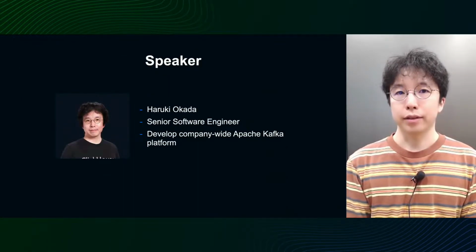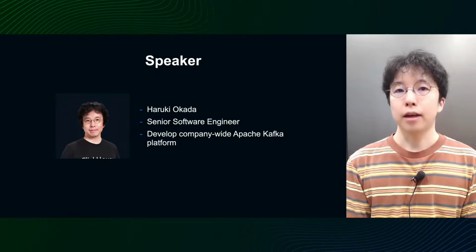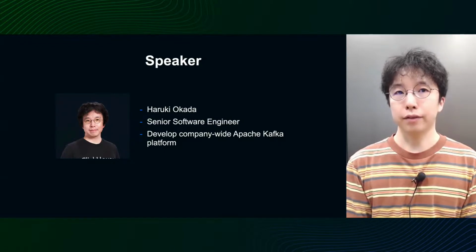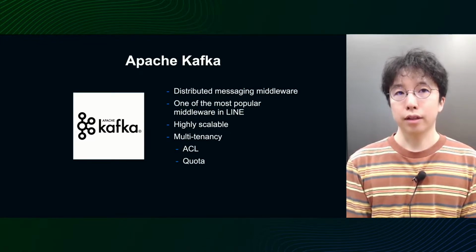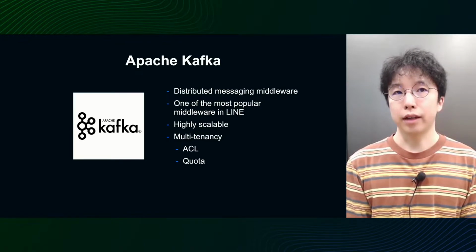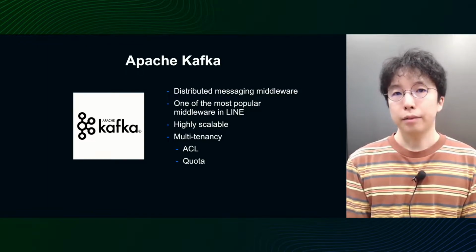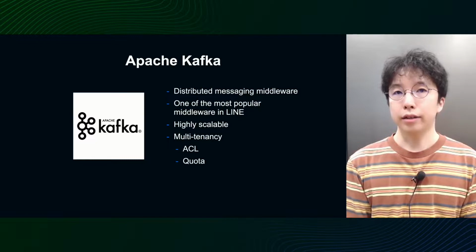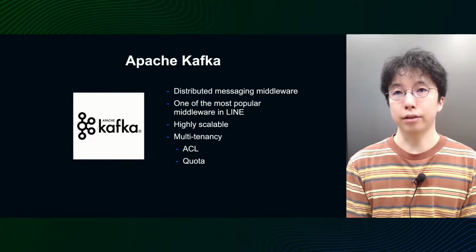Hello, my name is Haruki Okada. I'm a senior software engineer at Line, and I'm responsible for development and operation of Apache Kafka, which is used widely by Line. As you might know, Apache Kafka is a distributed streaming middleware, which is very often used in Line. It is highly scalable, and it has ACL and quota features. Multi-tenant operation is possible.